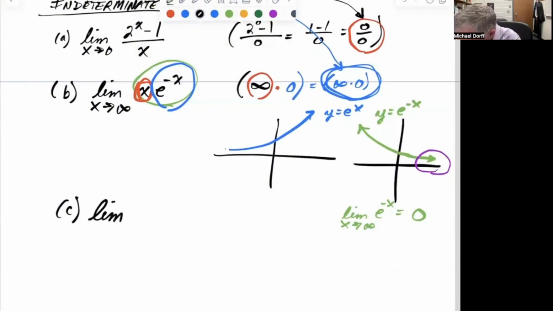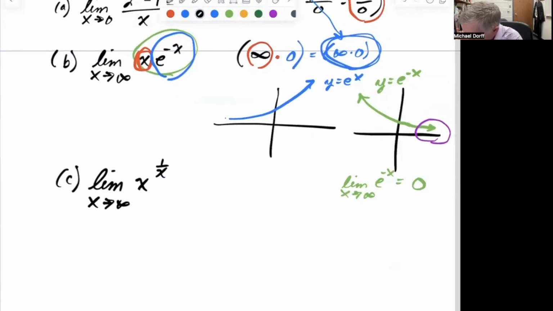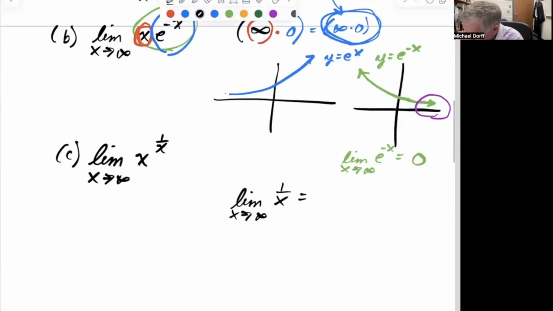Let's suppose I have the limit as x goes to infinity of x to the 1 over x. All right, what's the limit as x goes to infinity of 1 over x? Well, you can think of it a couple ways. That means that the denominator is getting really, really large while the numerator is fixed. And if the denominator is getting larger, then that means the whole fraction is going to get closer and closer to 0.